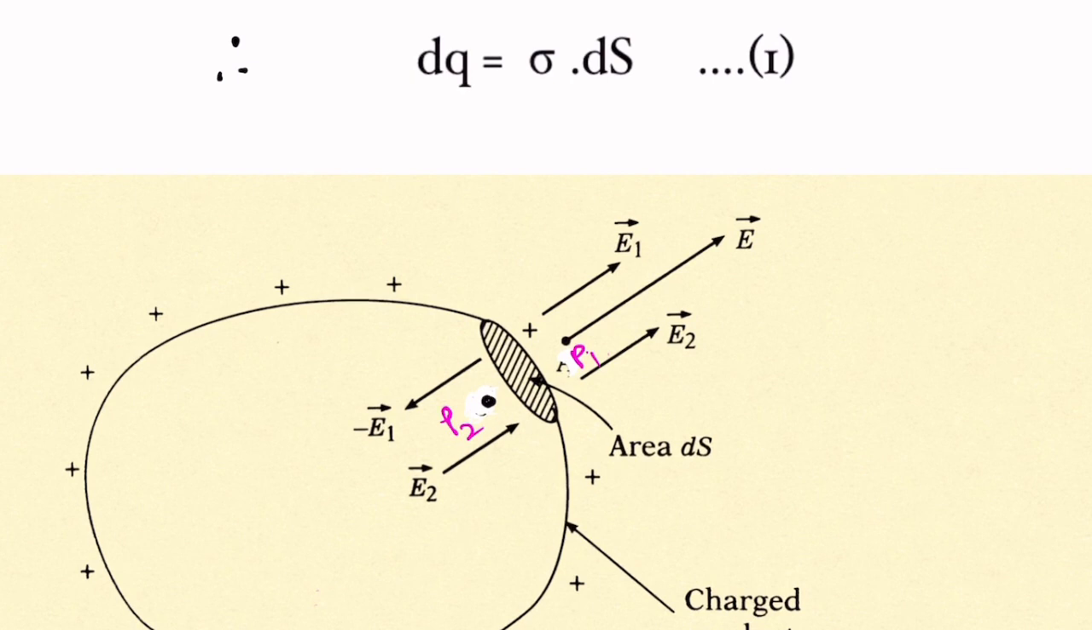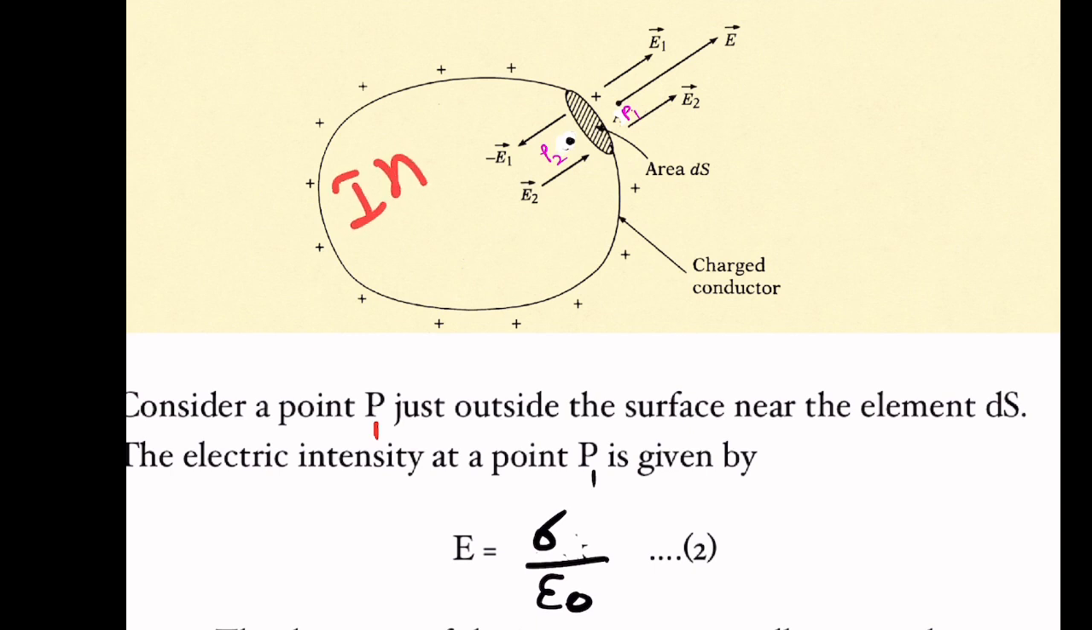Suppose we put a positive test charge at P1. Then due to the charge on area ds, this positive charge is moved outward. And again the remaining charge produces an intensity at point P1. Therefore, the net electric field E outside is a summation of E1 and E2. But what happens inside? We know that the electric field inside any charged conductor, when the conductor is at rest, is 0.